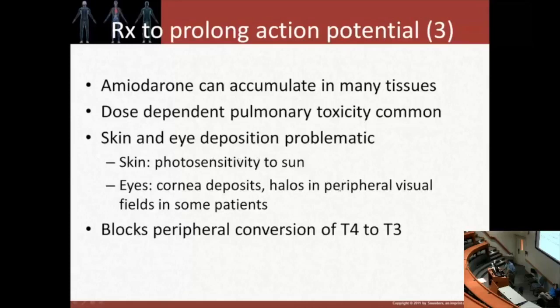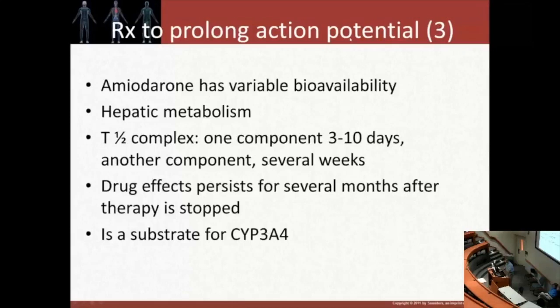In the eyes, you can see corneal deposits, and then there can be visual disturbances as well. And then, of course, there is a thyroid hormone side effect. In the periphery, it can block the conversion of T4 to T3. So patients on long-term amiodarone therapy, you would expect to see disturbances in their thyroid hormone levels. It has variable bioavailability and is hepatically metabolized. The half-life is a little odd because it spends a lot of time in fat tissue. One component can be anywhere from 3 to 10 days. The other metabolite could be several weeks. So this thing will be sitting around for quite some time.